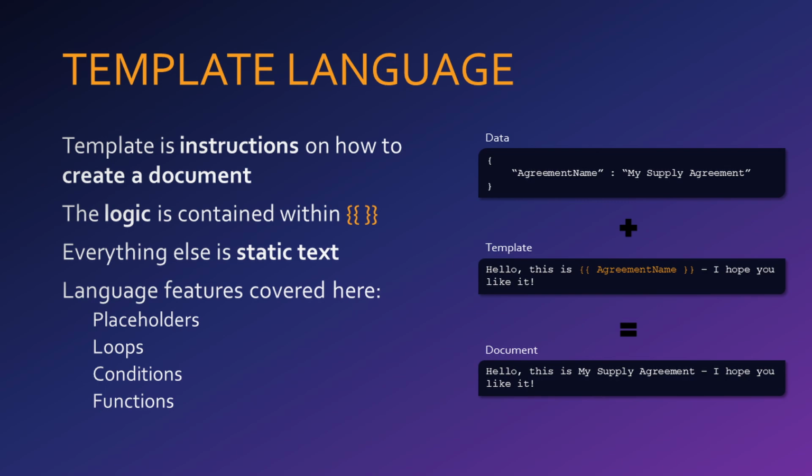The template is composed of static text, which is fixed and never changes, and logic, which is always contained within double curly braces. The logic is evaluated each time the document is refreshed. In this tutorial, I'll cover placeholders, which you've already seen in action, loops, conditions, and functions. Links to a full description of the language can be found in the description.